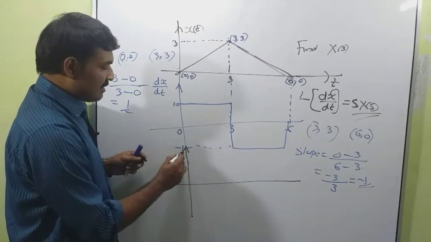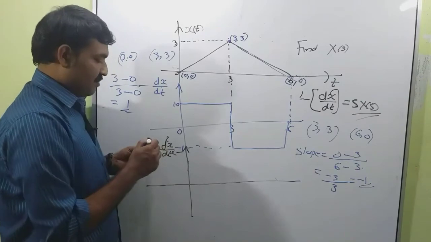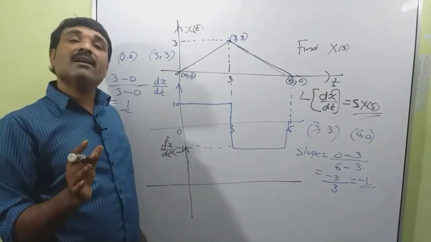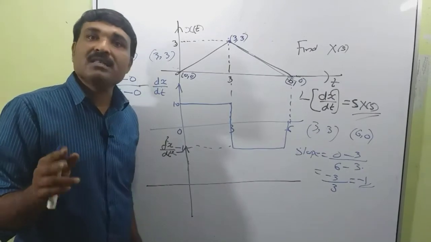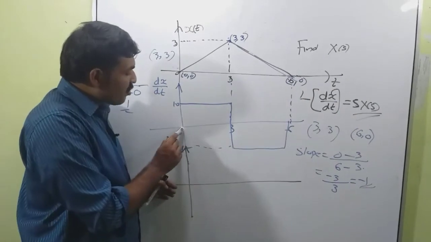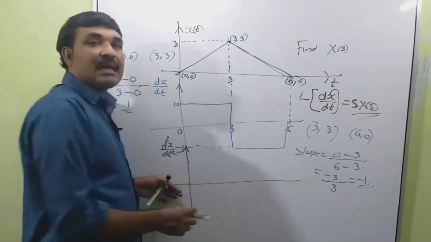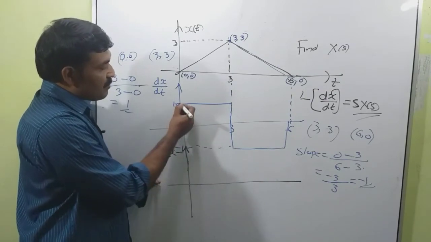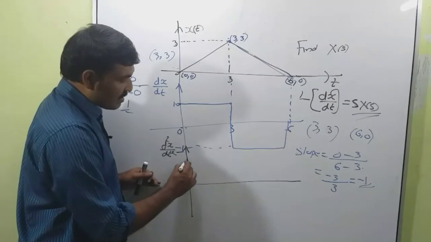So we can write this as d square x by dt square. During this portion of the signal, it is a constant, and the derivative of a constant is equal to 0. During this portion also, it is a constant, so the slope or derivative is equal to 0. Now we want to find the slope at the points 0 minus to 0 plus, and 3 minus to 3 plus. That will result in an impulse. From 0 minus to 0 plus, the peak value is 1, from 0. So the derivative of this becomes an impulse of strength 1.